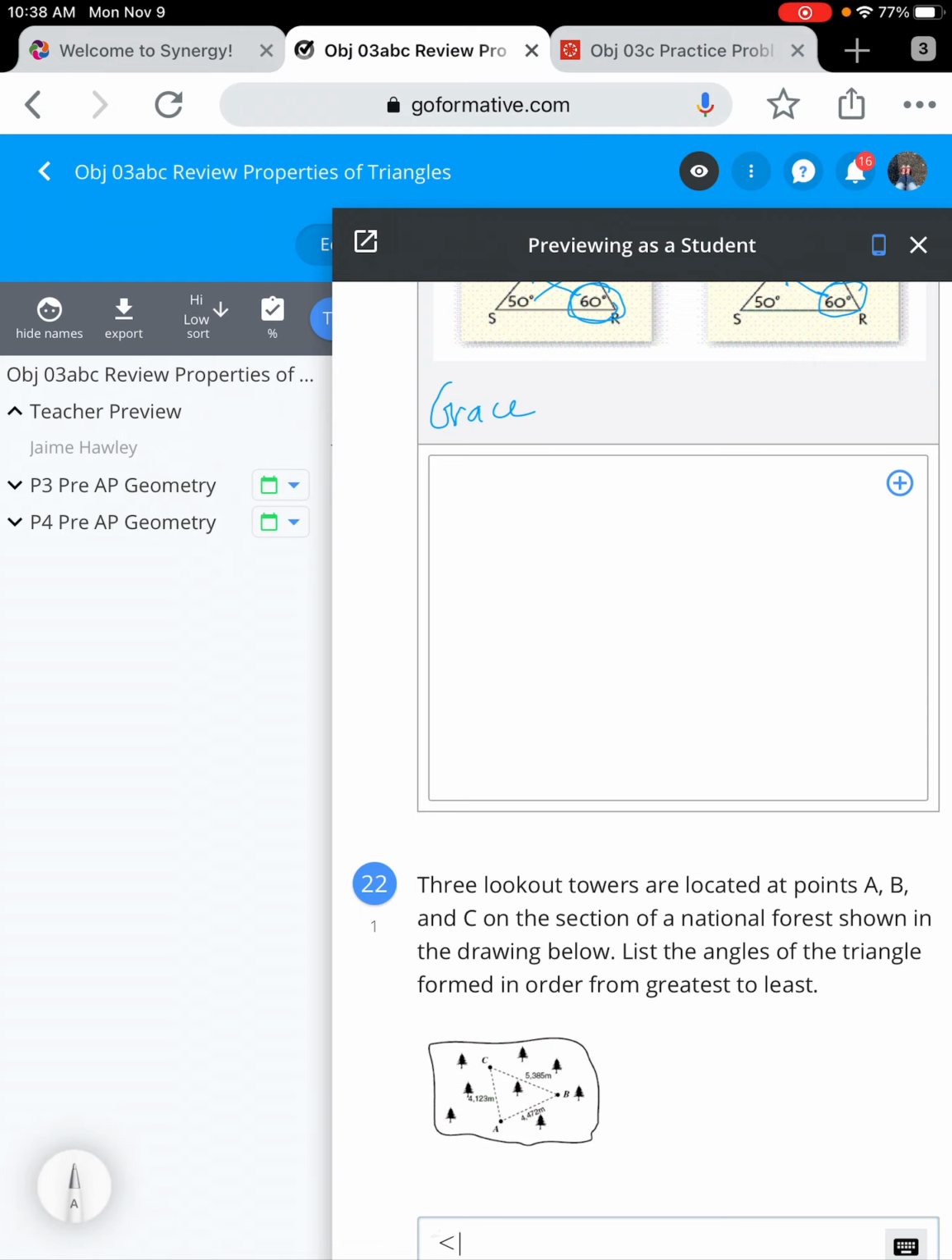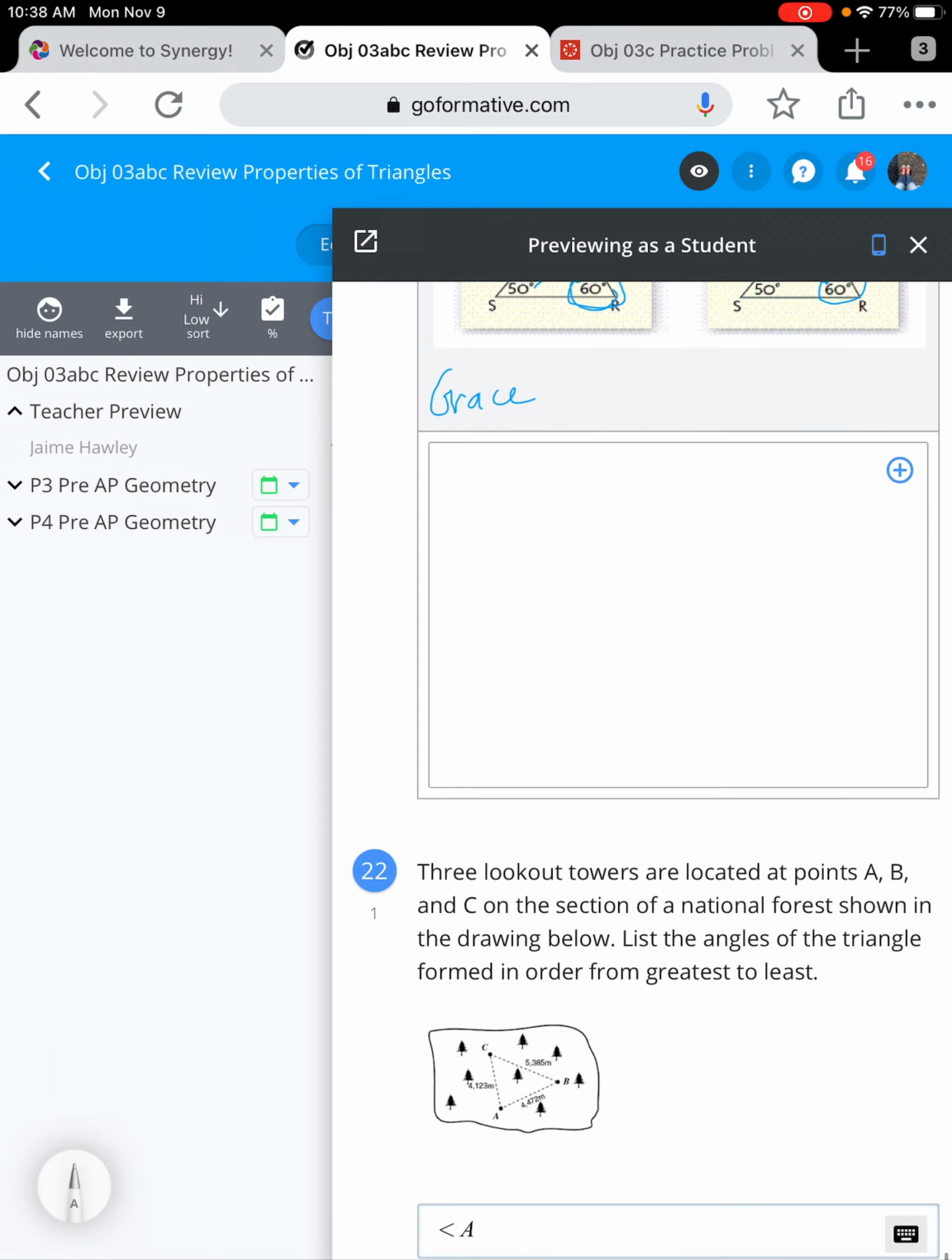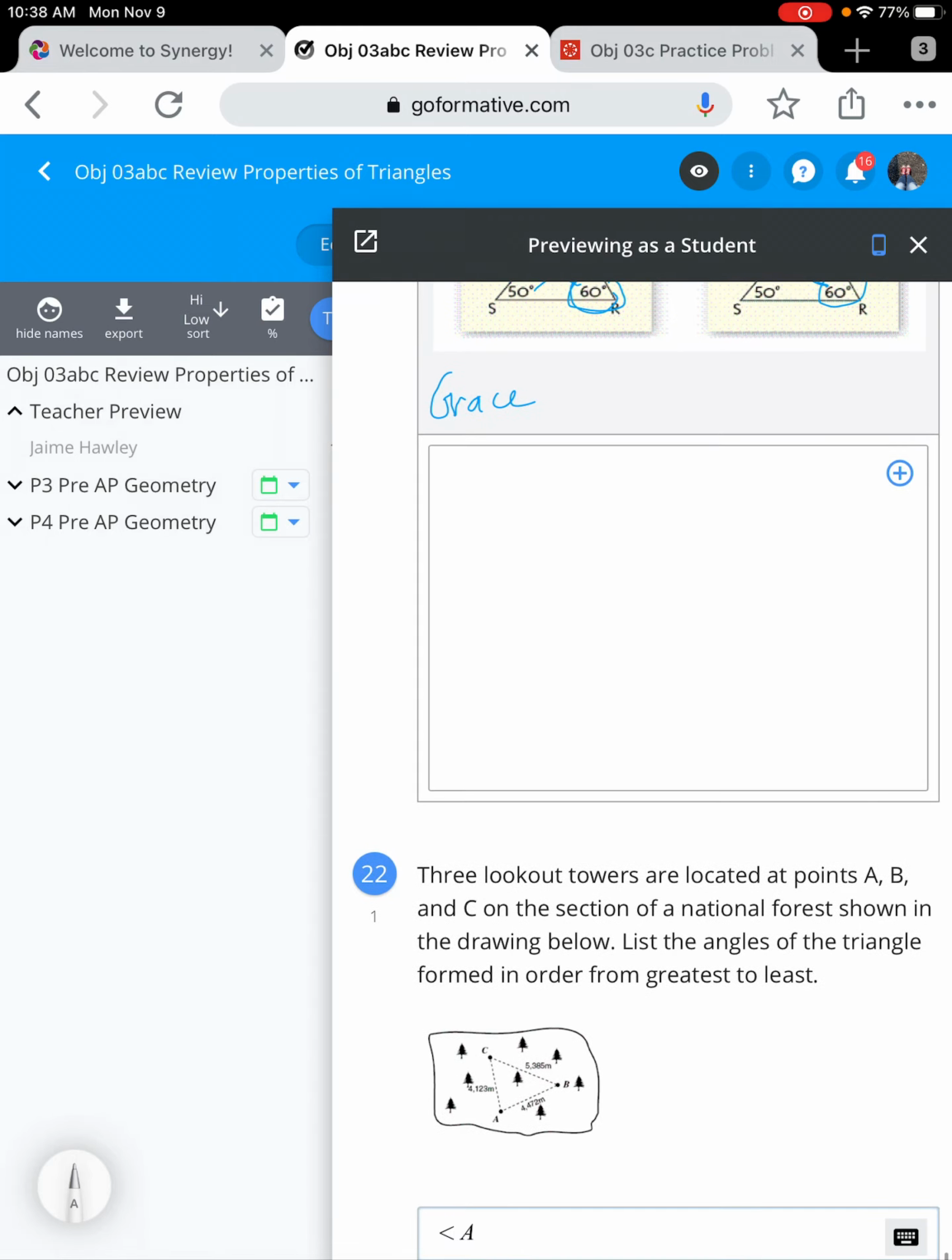So angle A, then, oh, you guys have the idea. Angle A, then angle C, then angle B.